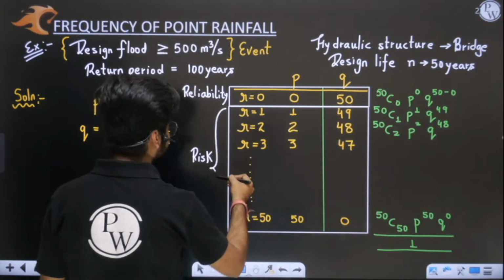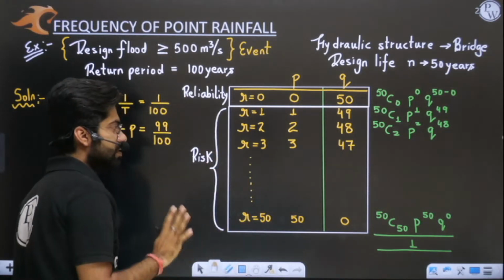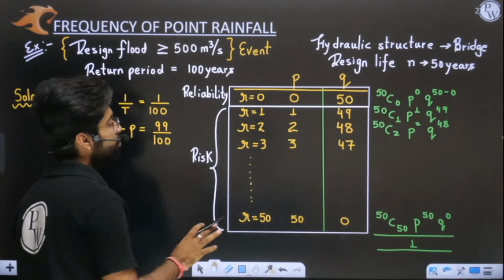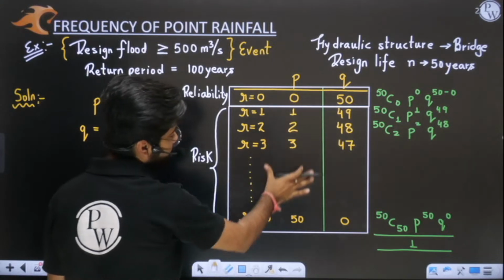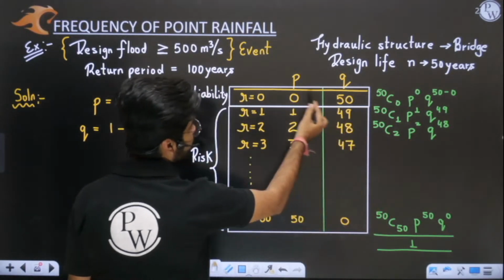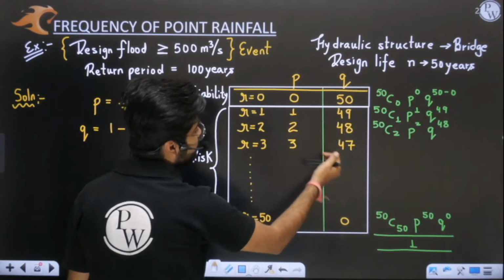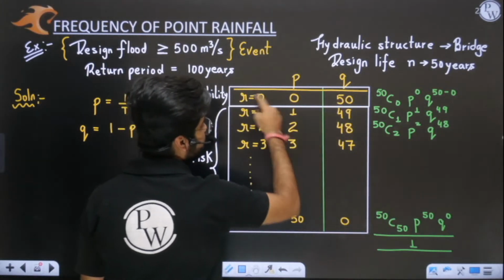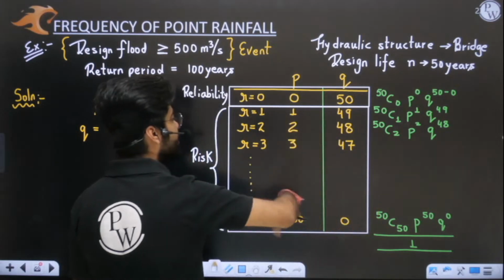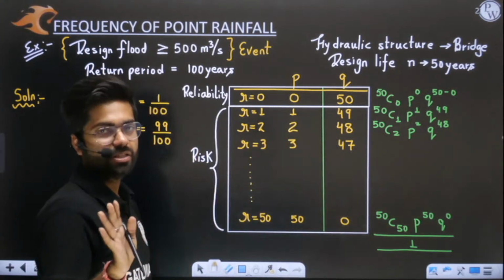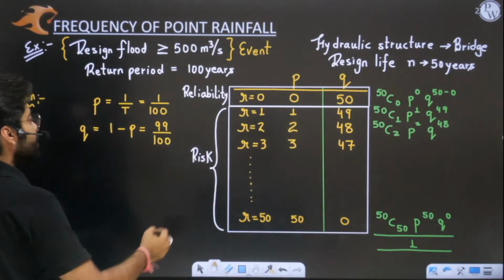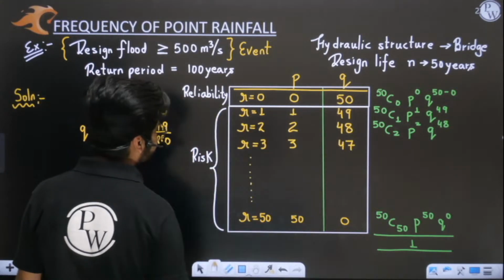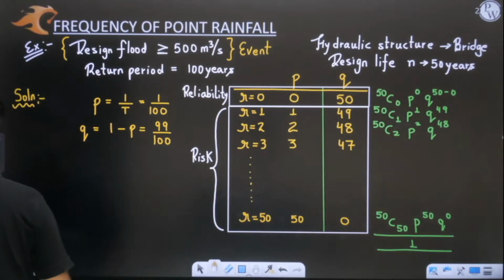We have to find the sum of all these values. This is risk. Yes or no? I know the probability of all the sum is 1, which we have already found out. So I will simply subtract reliability from 1, and I will get the sum of the remaining values. So risk is nothing but 1 minus reliability. Yes or no? Yes, perfect.